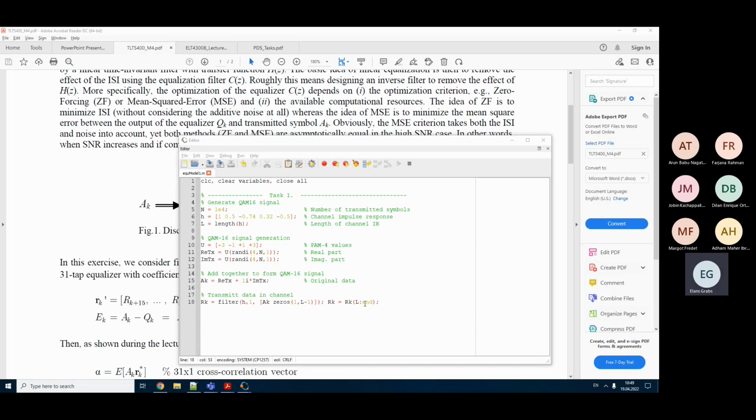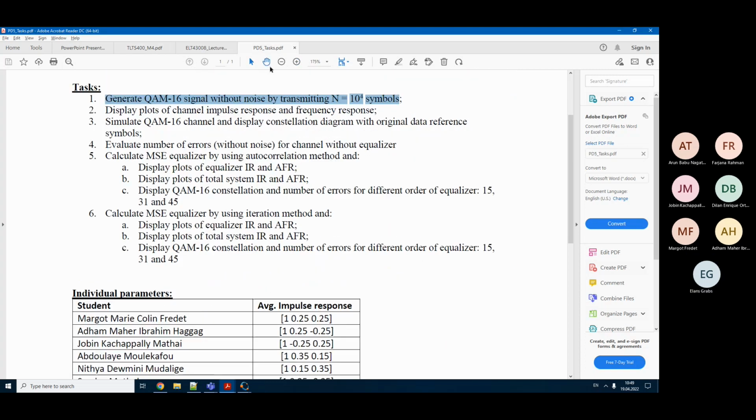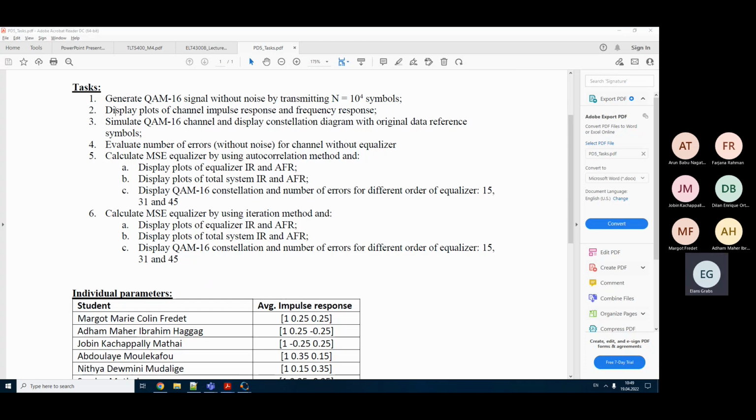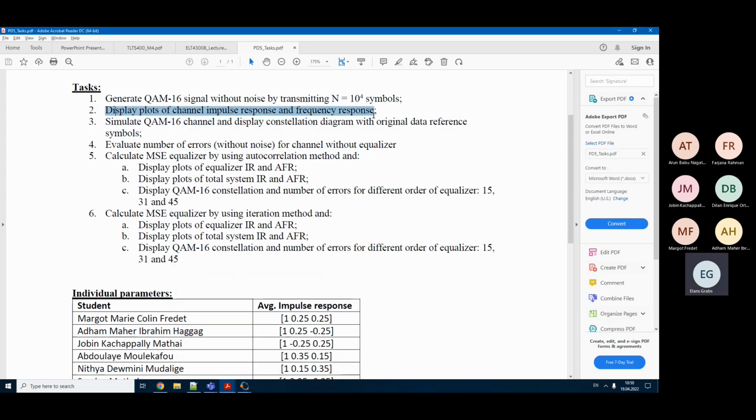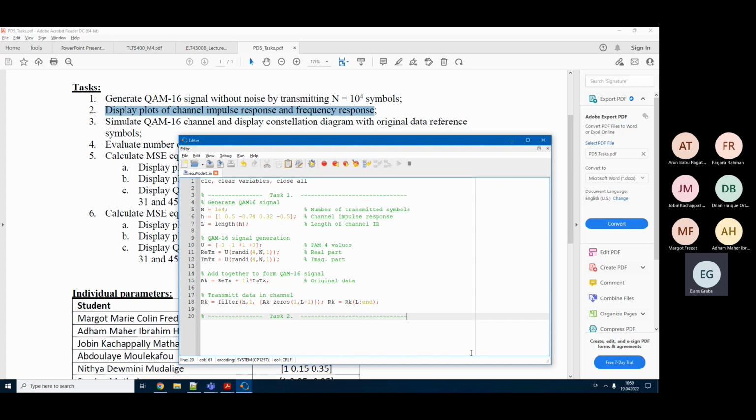So we have done so, and now we can get to the next task, display plot of channel impulse response and frequency response. So that would be task 2, yes, task 2. So we need to display plots. I can even copy this. I believe it should be fine. Yes, it is. So we already did so many times.